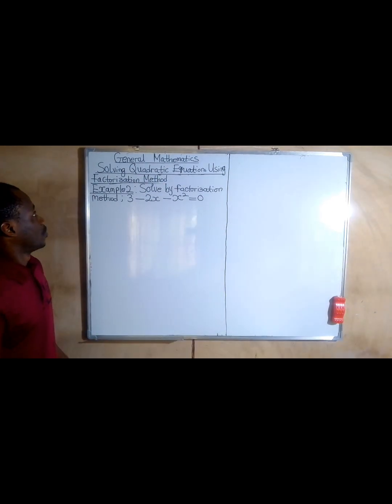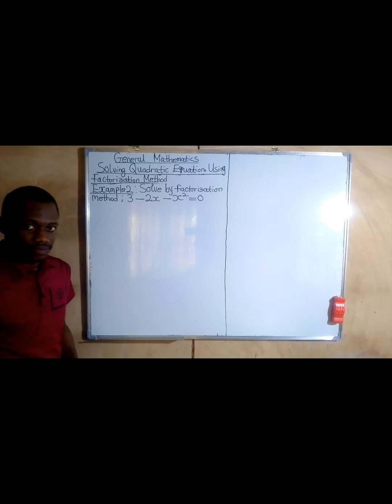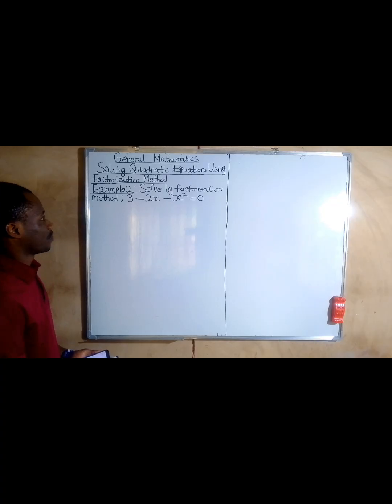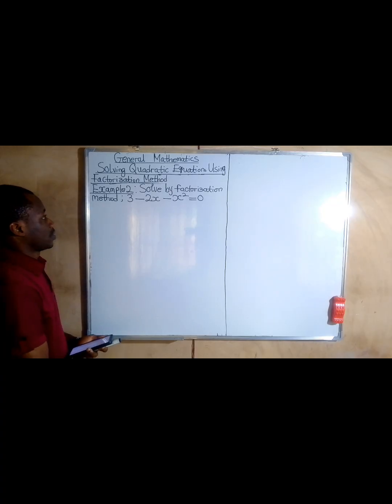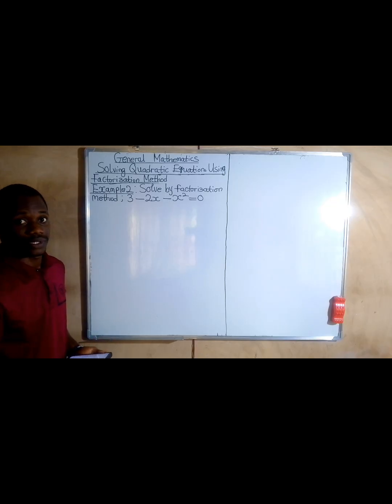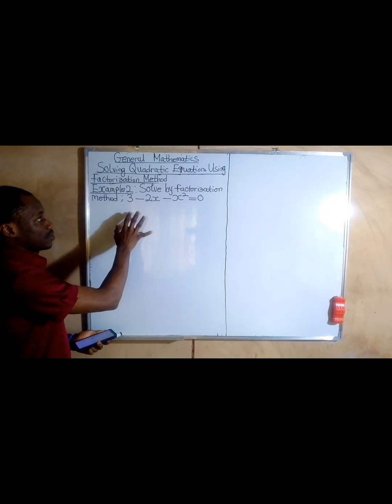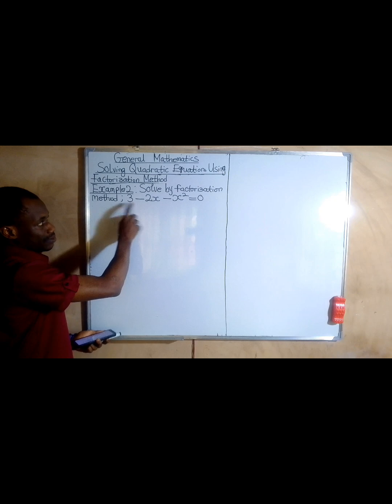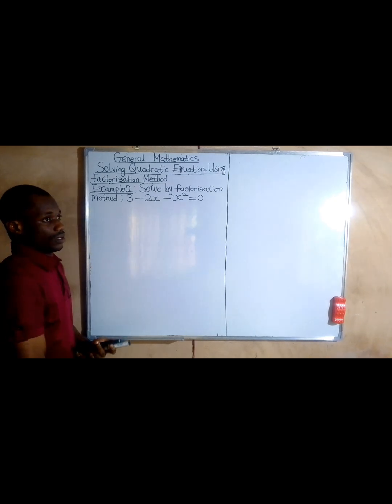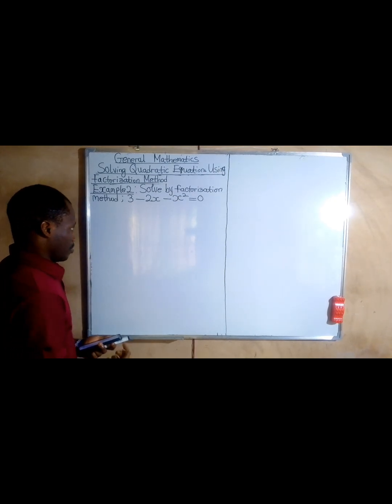Alright, welcome back. We are looking at general mathematics, solving quadratic equations using the factorization method. Now, I'm going to solve example 2. Example 2 says solve by factorization method 3 minus 2x minus x squared is equal to 0. One thing with the students in this question is that when they see questions like this from the back aspect, they become scared. But do not be scared.